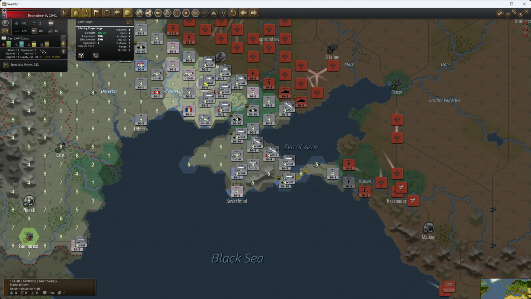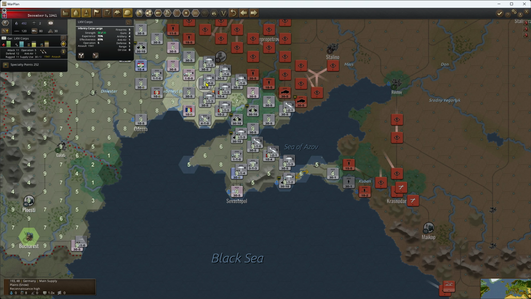We got 2 more units to move up here. Well, this is a level 1 there. That's a level 2 port. Ah, shit. We have too many parts. Well, I'm out of rail, so that's the end of the Italian move. And that's the end of the German move. Let's go on to the Allied move.